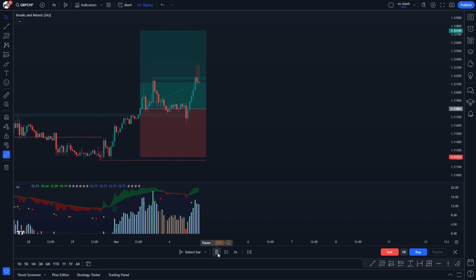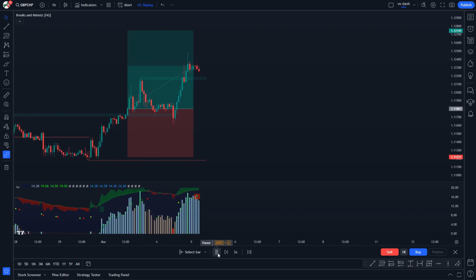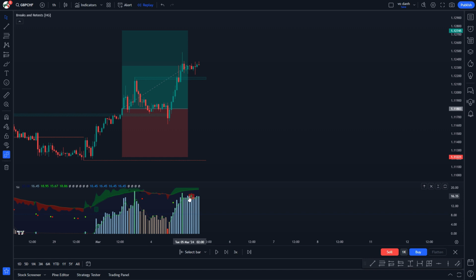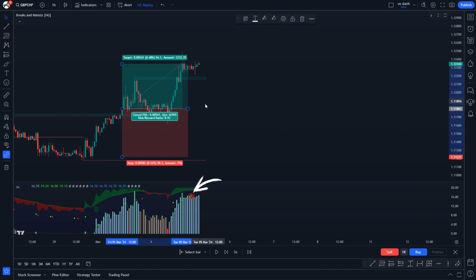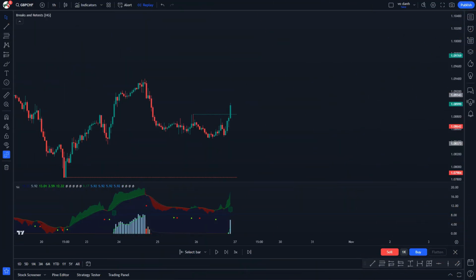Let's see what happens. Now here is our sell signal. So we exit our position. Now here's another long position.